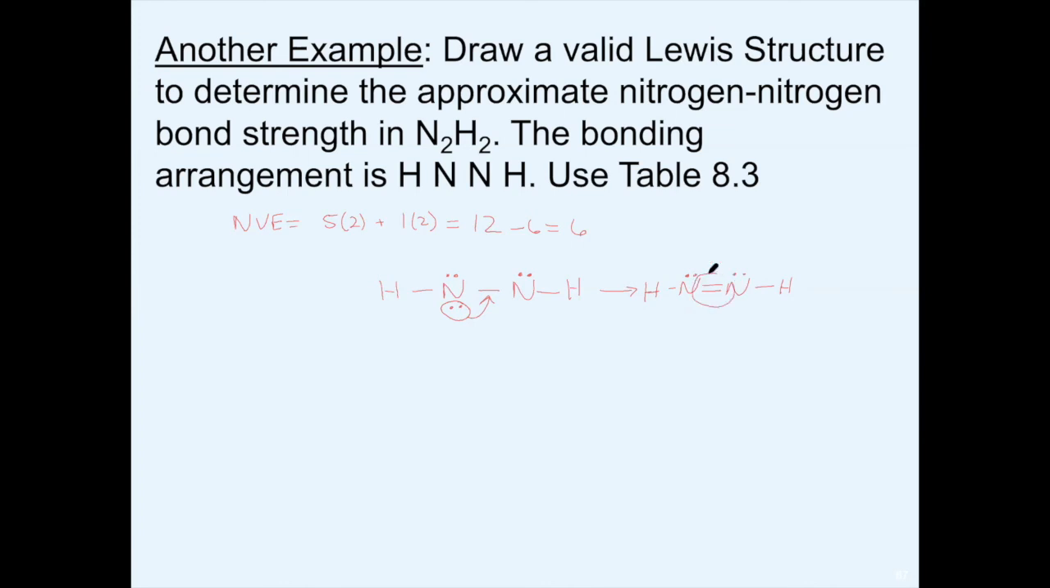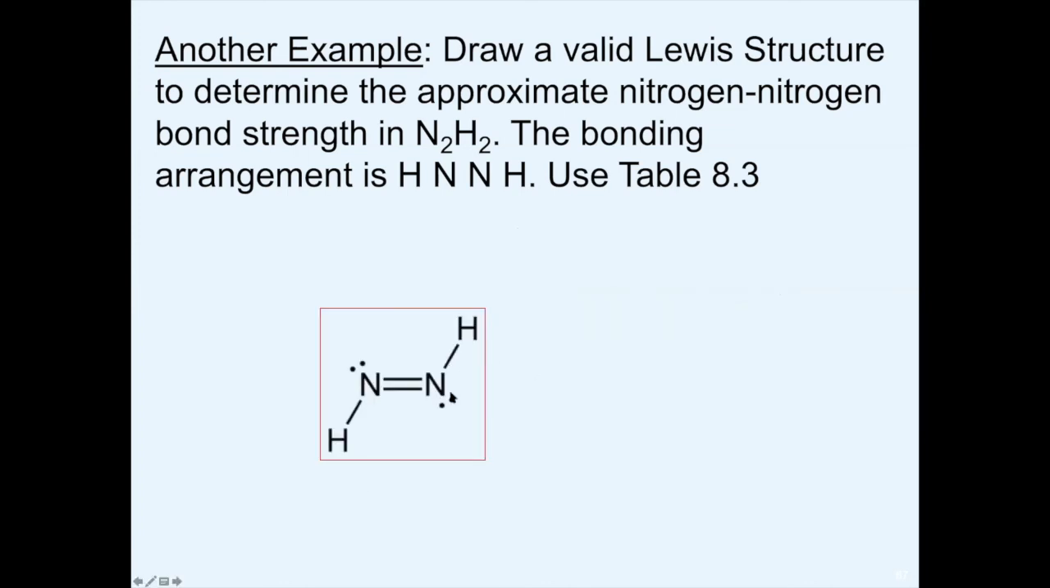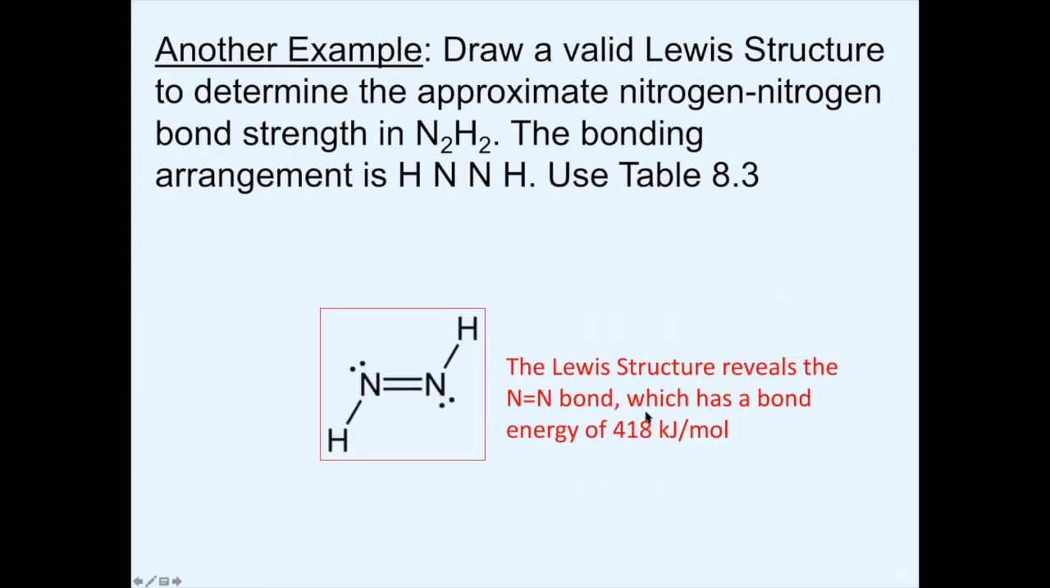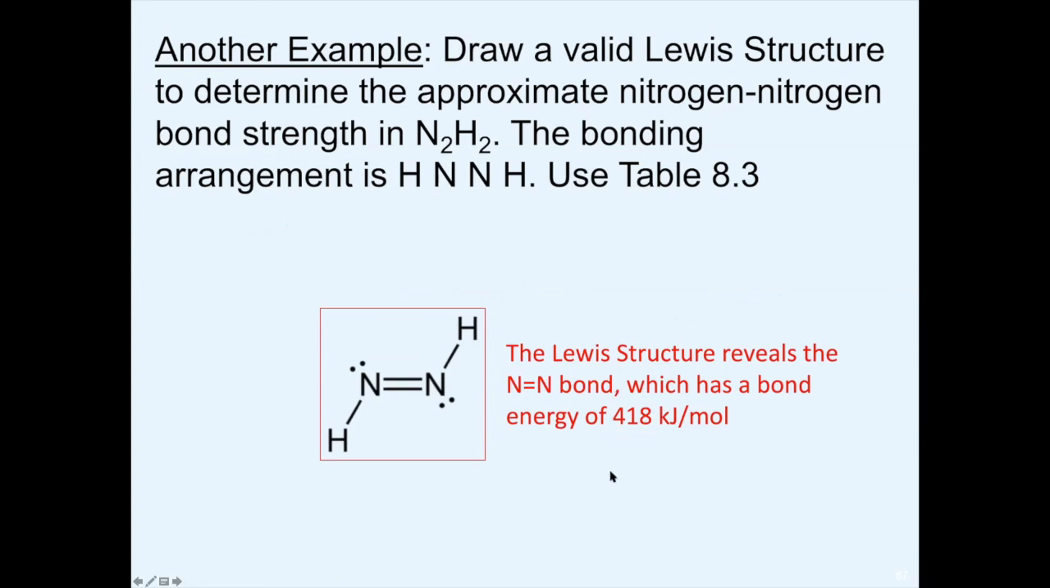So now I would go to table 8.3 and I would see what is the bond energy of a nitrogen-nitrogen double bond. Okay, so you get the Lewis structure, you just look up the value in the table, and you see that it's 418 kilojoules per mole.